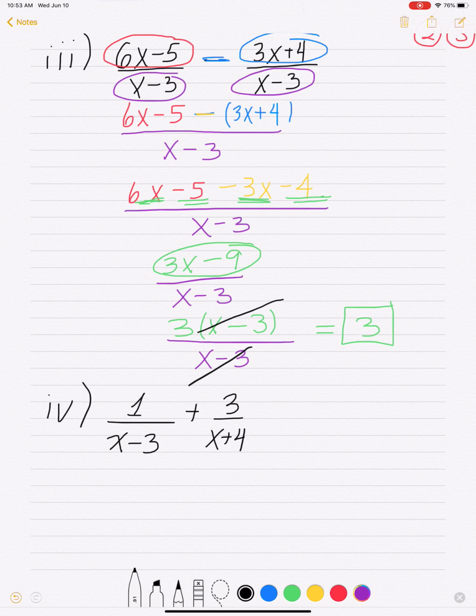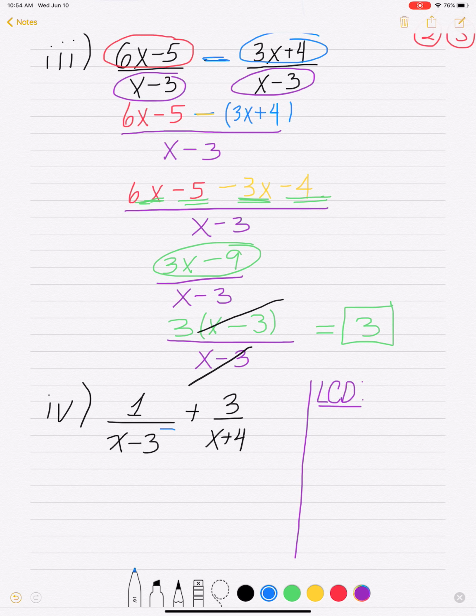So notice that our denominators are binomials, and they're different. So we just can't add the tops together over any kind of common denominator here, because we don't have a common denominator yet. So we have to find a common denominator. Let's make that our first step. Let's find the LCD.